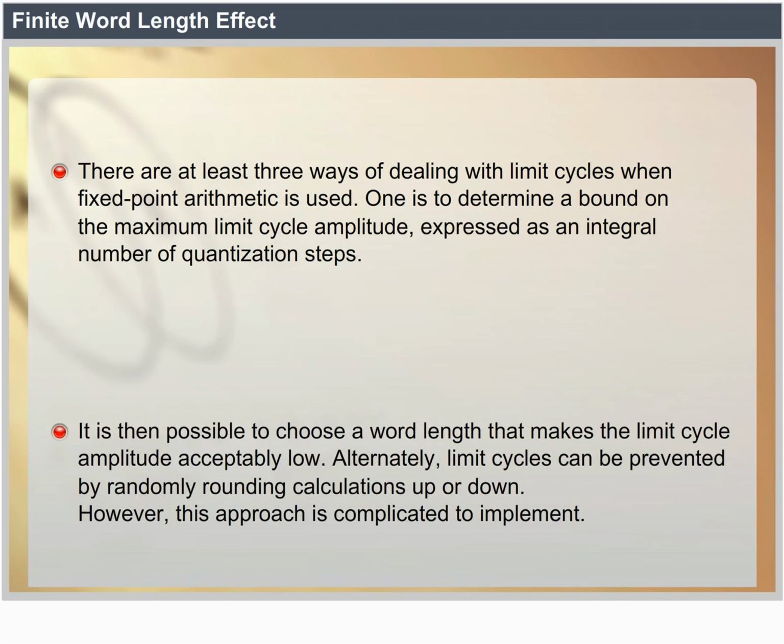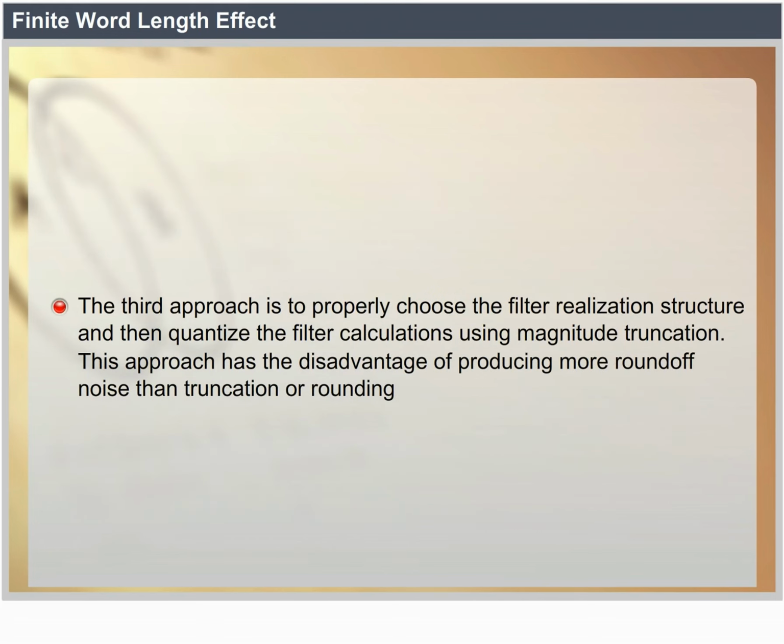Alternately, limit cycles can be prevented by randomly rounding calculations up or down. However, this approach is complicated to implement. The third approach is to properly choose the filter realization structure and then quantize the filter calculations using magnitude truncation. This approach has the disadvantage of producing more round off noise than truncation or rounding.